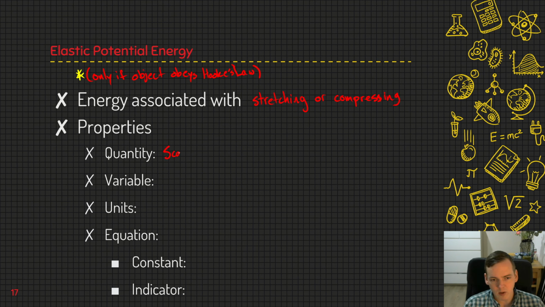Elastic potential energy is a scalar quantity, just like all energies will be. There's just a certain amount. Direction is irrelevant. The variable we're going to call U_s for potential energy. Typically, U is one way that we write potential energy, and we use an S for spring, even though it's not always a spring, it helps us keep from getting confused with the electric potential energy. The units, just like before, are joules, and 1 joule equals 1 newton meter equals 1 kilogram meter squared per second squared.